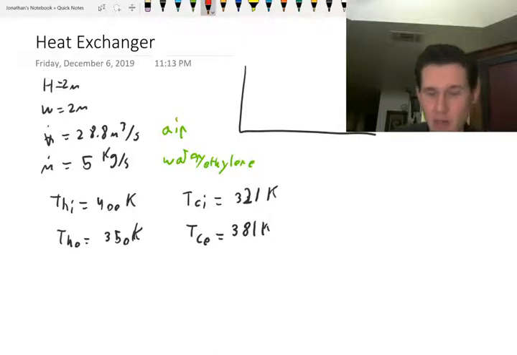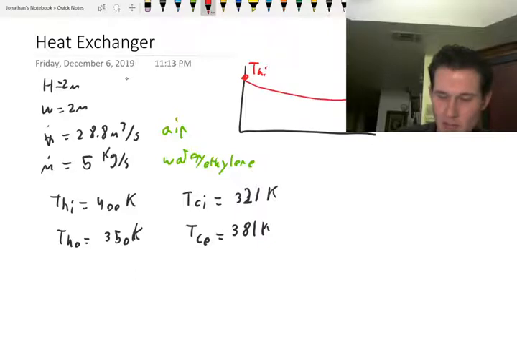So we have some really hot coolant mixture, water and ethylene, coming in. This is T_h,in. And what's it go out as? It goes out as a cooler temperature. Bam. So now we have our inflow and our outflow on the hot side, and a rough estimate of the path it's going to take.